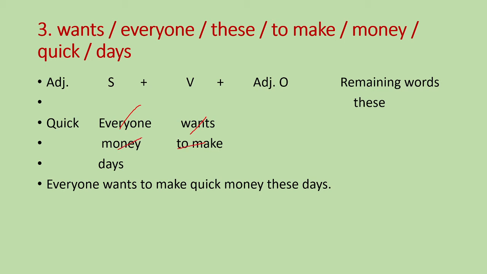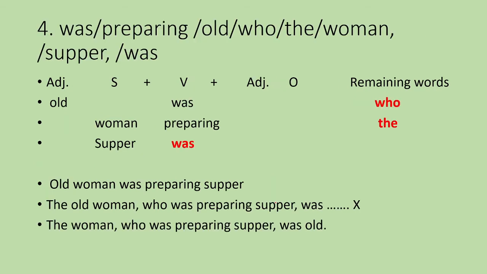So the sentence is otherwise clear and it is complete, but we have three words left: quick, days and these. So now we have to fit in these words in that sentence. So everyone wants to make quick money because it is an adjective, it has to go with one of the nouns. So quick money these days. So our sentence is made. So like this we can make our sentences. Now let's do this one.